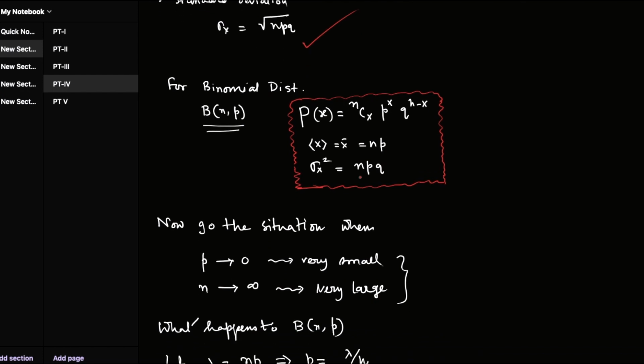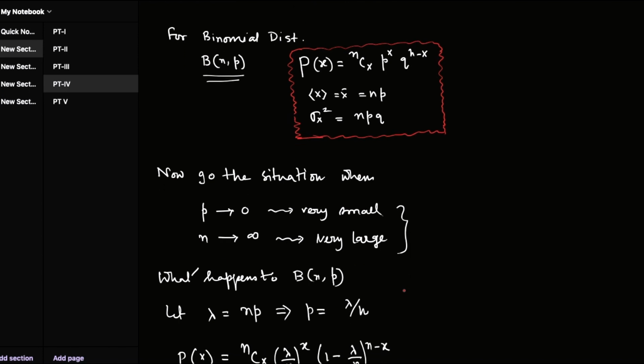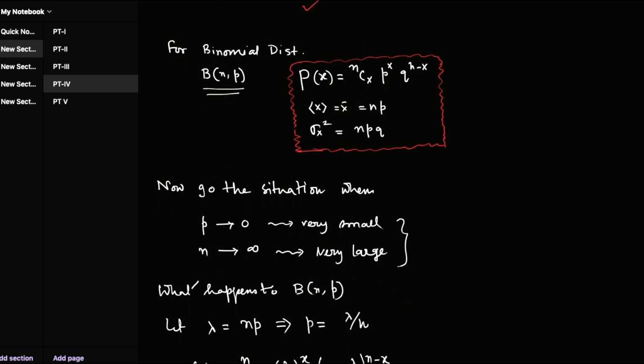Now, our next class goes to the situation where the probability of success is very small, p goes to 0, and n tends to infinity, is very large. What happens to the binomial distribution? That will be our next class.